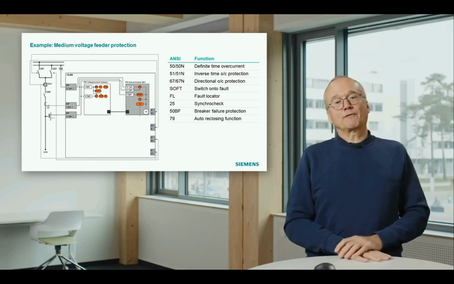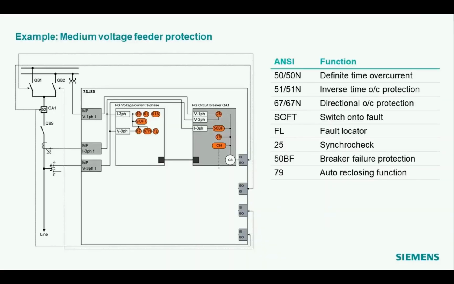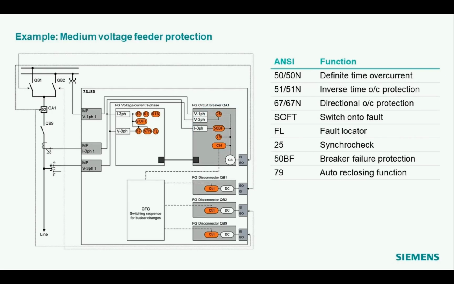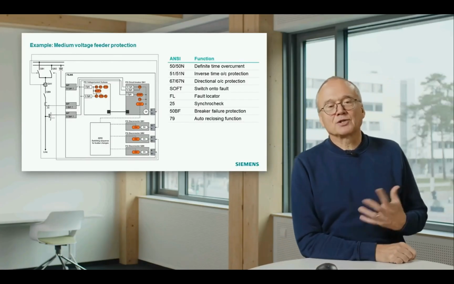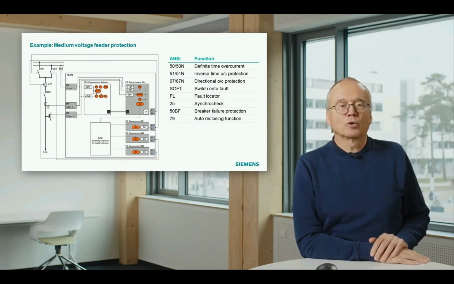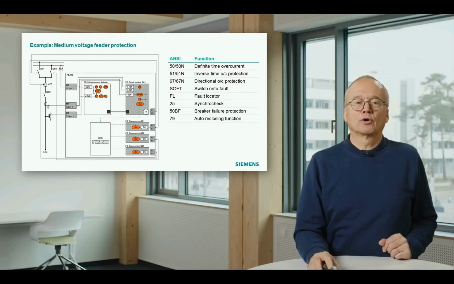FL is the fault locator, 25 is the synchro check, where we assume it is used here. It requires 2 voltage transformers, one on the line side and one on the bus bar side. We have a 50BF, meaning breaker failure, and in this case we also have an auto reclosing function because we assume it is an overhead line. That means you find somewhere here also the 79, which is the number for auto reclosing. And then in this case we also have some control logic included. That means you see here additional control functions, some logic, maybe interlocking logic for the control of the breaker. So this would be an example for a medium voltage feeder.